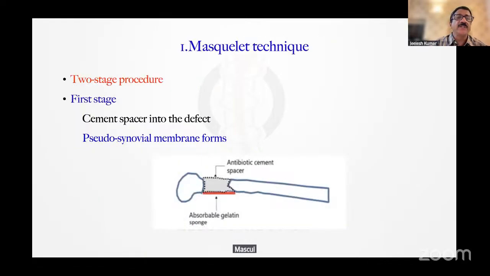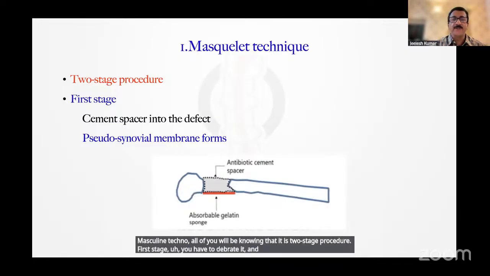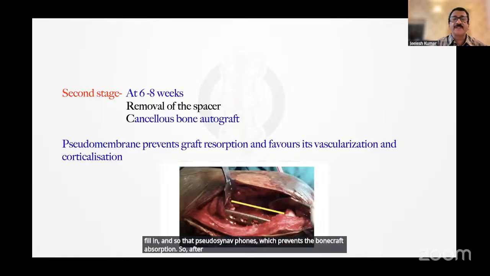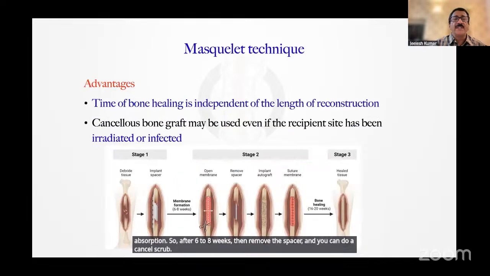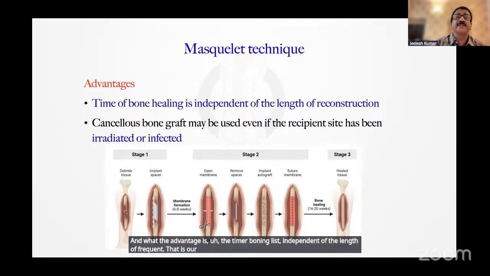Masquelet technique, all of you will be knowing, is a 2-stage procedure. First stage, you have to debride it, and fill in a cement spacer, so that a pseudo synovial membrane forms, which prevents bone graft resorption. After 6 to 8 weeks, you remove the spacer and you can do a cancellous graft. The advantage is that the time of bone healing is independent of the length of the defect. That is the advantage of the Masquelet technique.